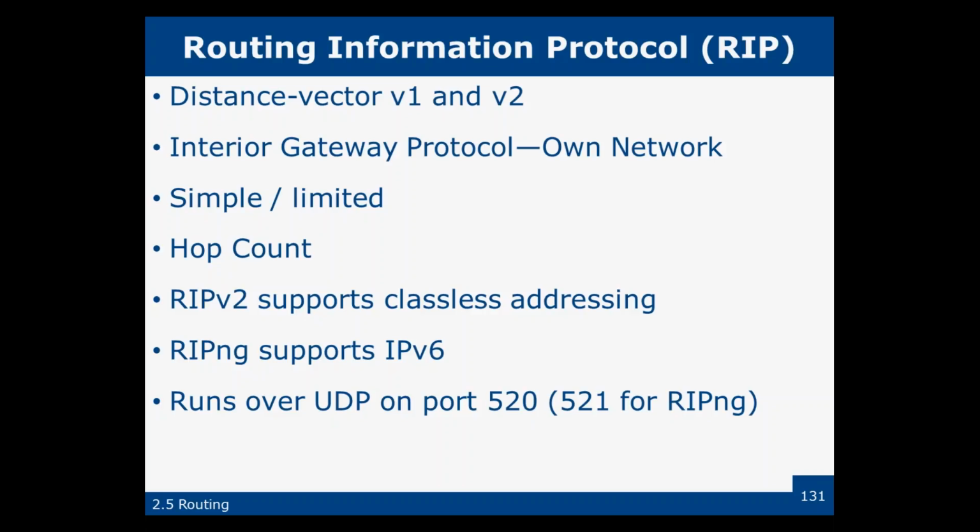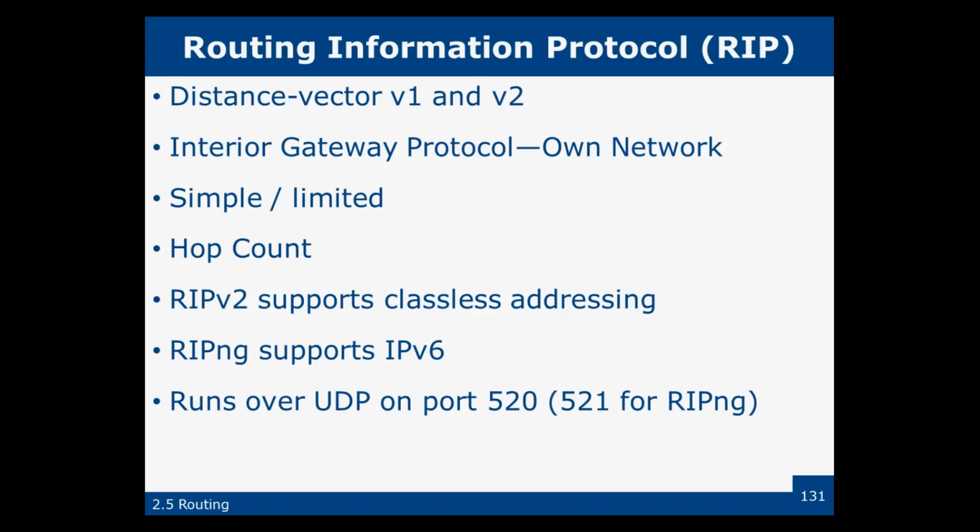Routing information, RIP. This is my slide. It's a distance vector protocol. There are two versions, V1 and V2. V1 does not use subnet masks. It only uses classful IP addresses. Version 2 you can use a subnet mask. It can be classless. It's an interior gateway protocol. It should be used on small networks because its hop count limit is 15. Once you get to 16, that's infinity, and that route is not available at all.